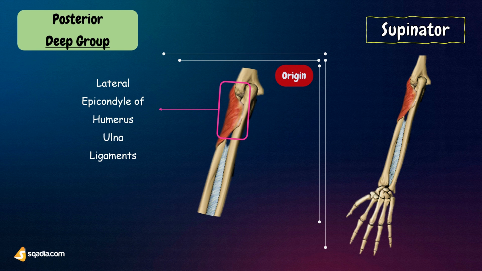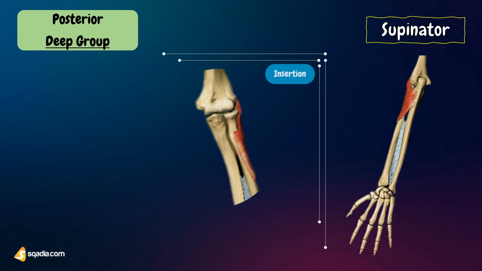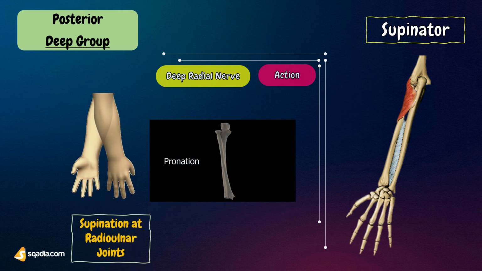Its fibers are arranged in 2 planes, between which the deep branch of the radial nerve lies. The muscle fibers wind around and are inserted into the neck and shaft of the radius. It is supplied by the deep branch of the radial nerve. Just like its name, this muscle assists in the supination of the forearm at proximal and distal radioulnar joints.